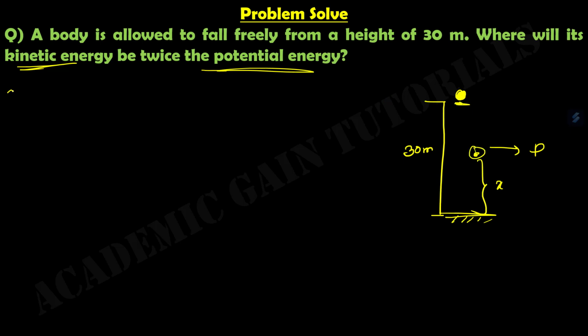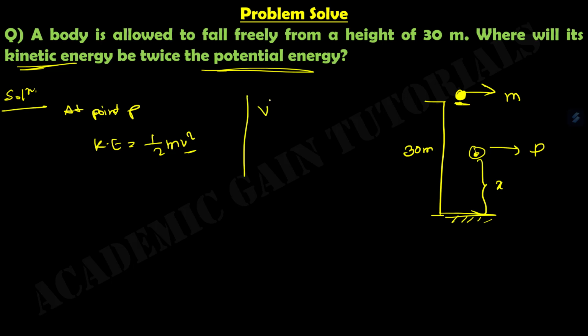So at point P, the kinetic energy is equal to half of m v squared, and suppose the mass of this object is m. Now we have to find v squared. We know a formula: v squared equals v naught squared plus 2as. Here our v naught is 0 because I allowed it to fall freely.